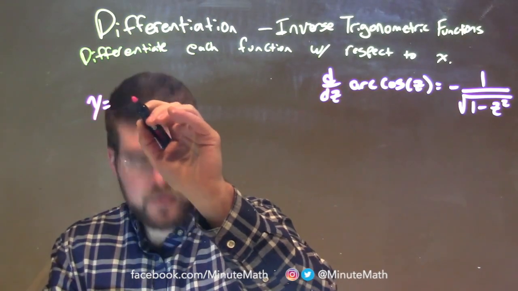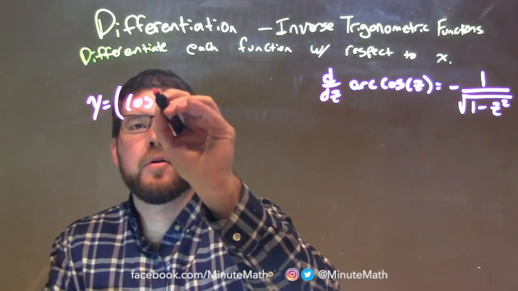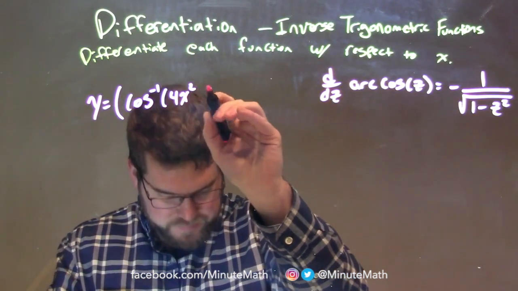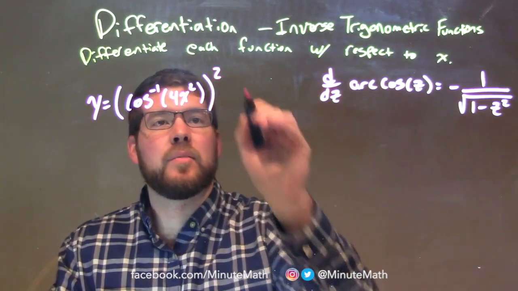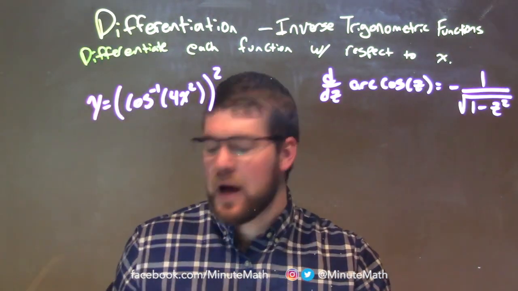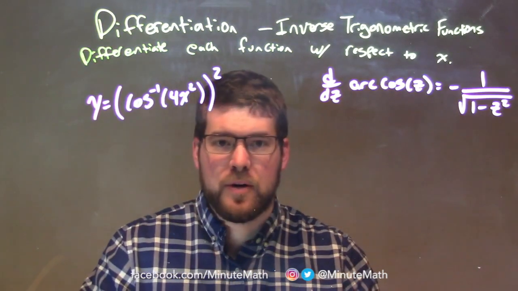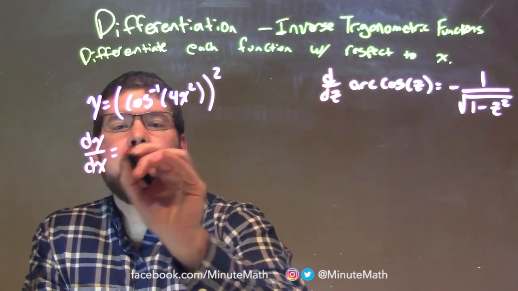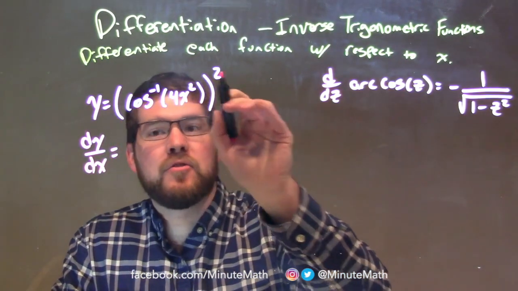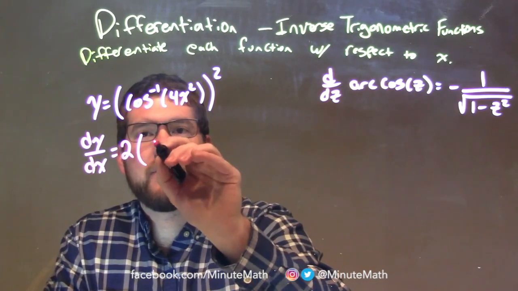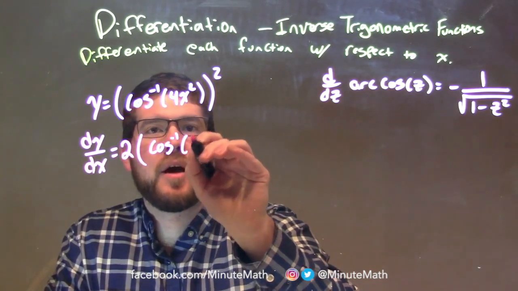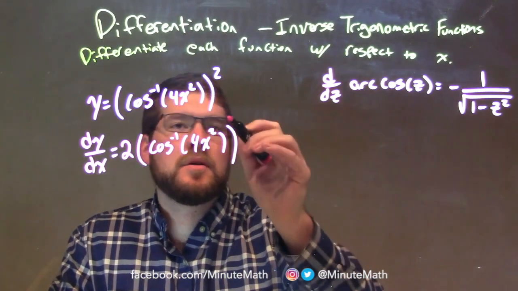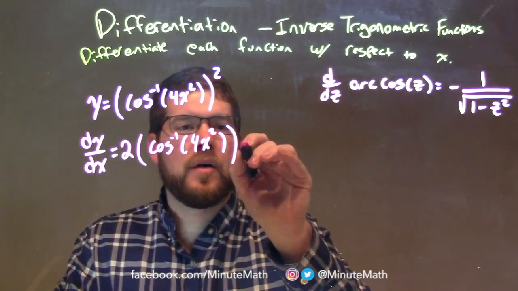y equals parentheses the arc cosine of 4x squared, and all of that is going to be squared. So we're going to apply our chain rule, power rule, and trig rules here. So we have the derivative dy/dx equals, first thing is the power rule. The 2 is going to come out front, times, to keep the inside the same, the arc cosine of 4x squared. And then the exponent gets subtracted by 1. Don't need to worry about that.